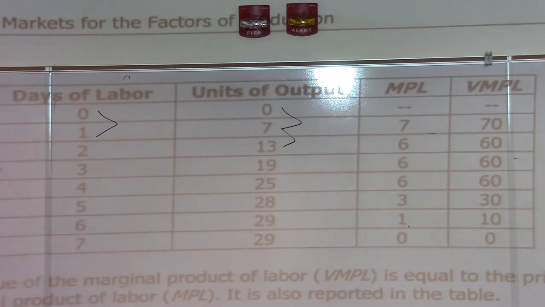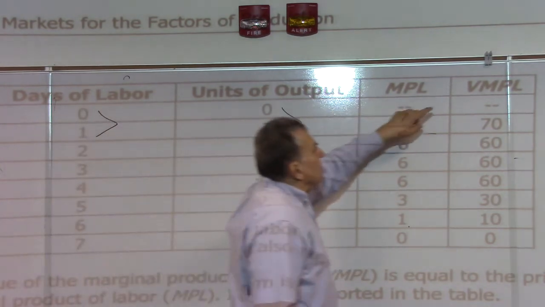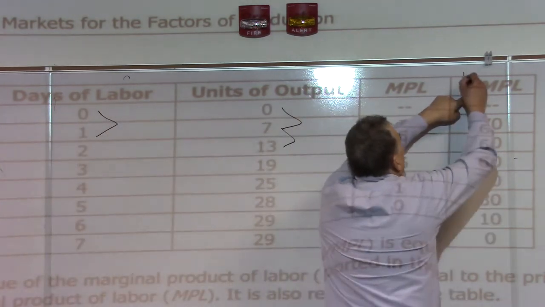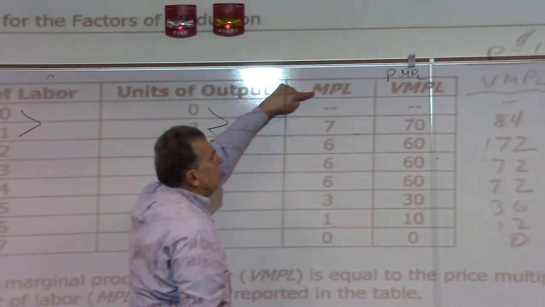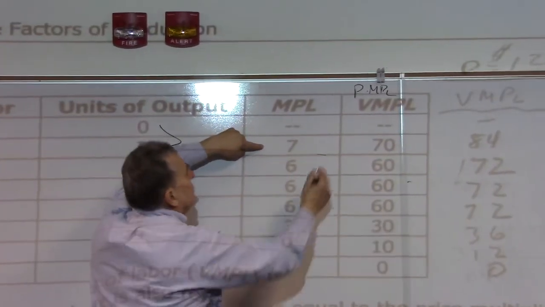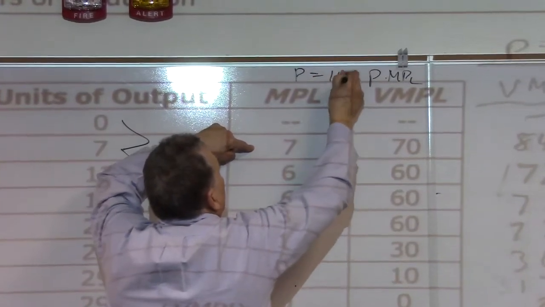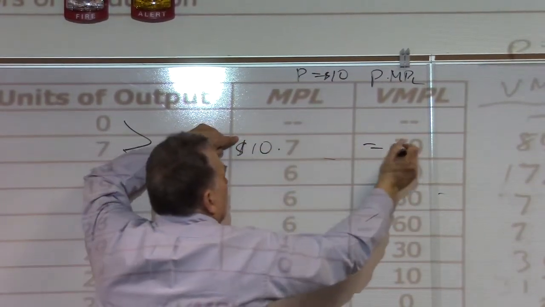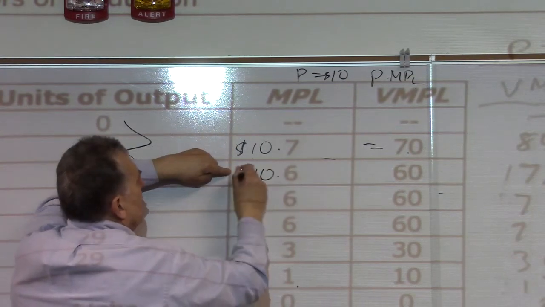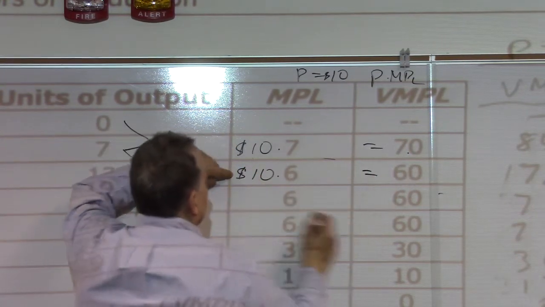Now, the demand curve for these workers is the marginal product times the value of the output, whatever the firm is producing. Remember the assumption in part B. Each unit of output sells for $10. So it's a simple calculation. Value of marginal product is P times the marginal product of labor. Here's the marginal product. Multiply it times the price. What's the price? $10. So $10 times 7 equals 70. $10 times 6 equals 60.